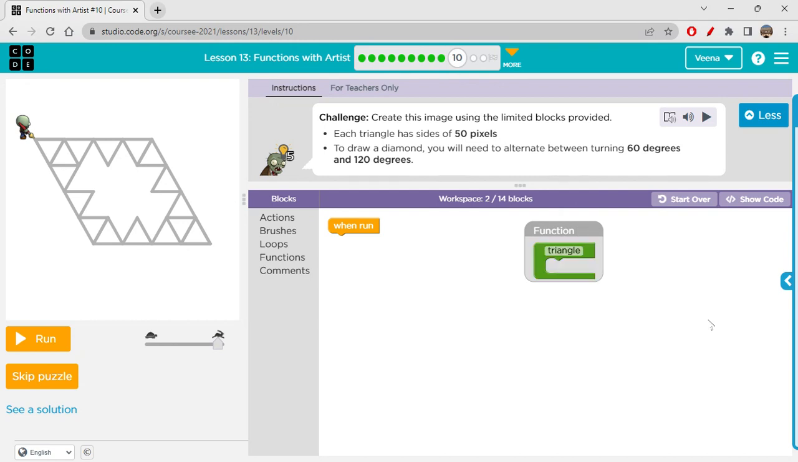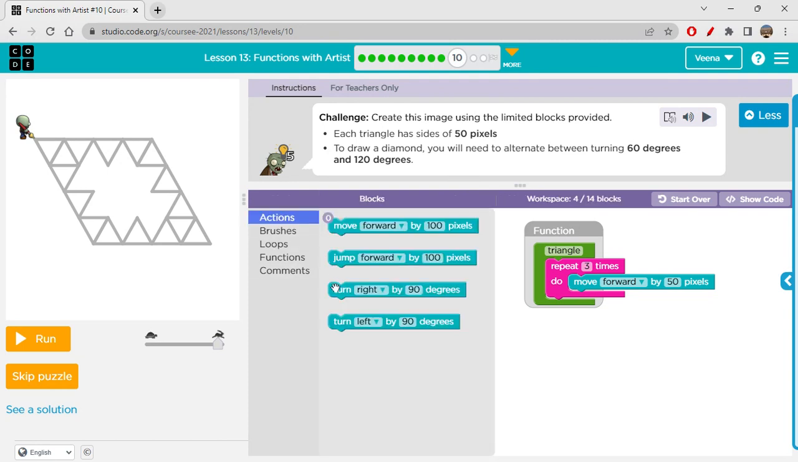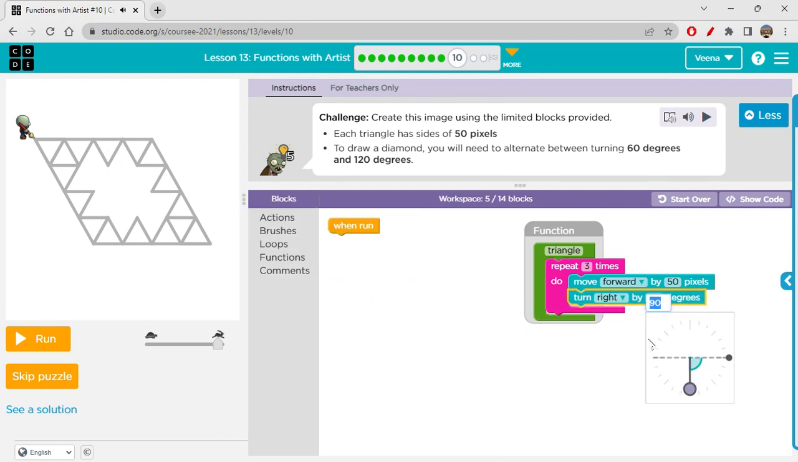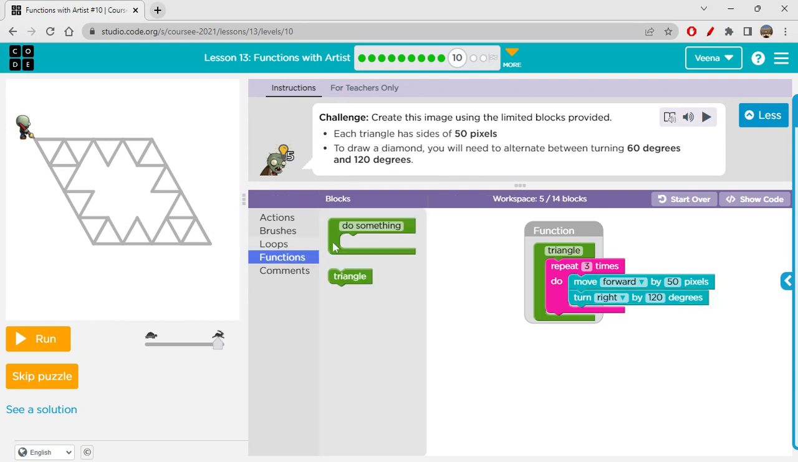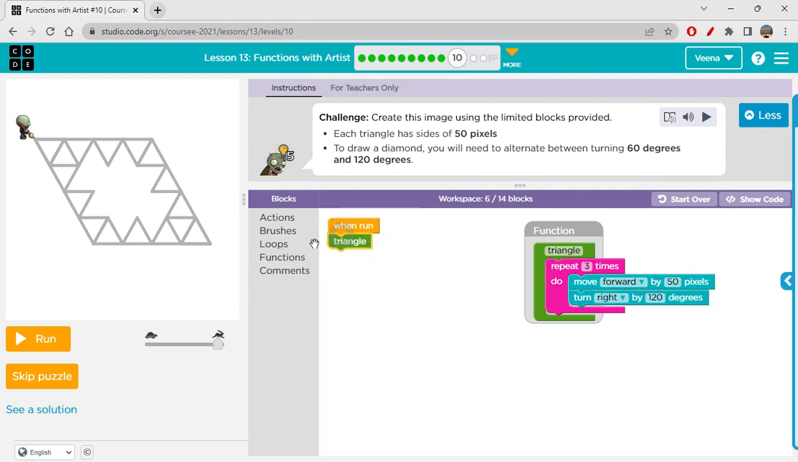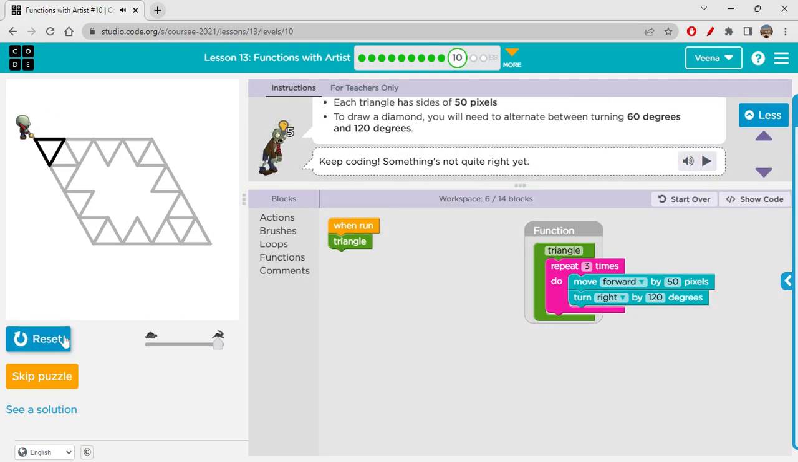So for creating a triangle, we already know we just have to loop it three times, right? So loop it three times. First, it has to move forward by 50 pixels. Okay, after moving forward by 50, it has to turn right by 120 because the outer angle is that, right? Okay, so turn right by 120. Let's just check out by calling this function here. Okay, cool. So this does the first triangle.